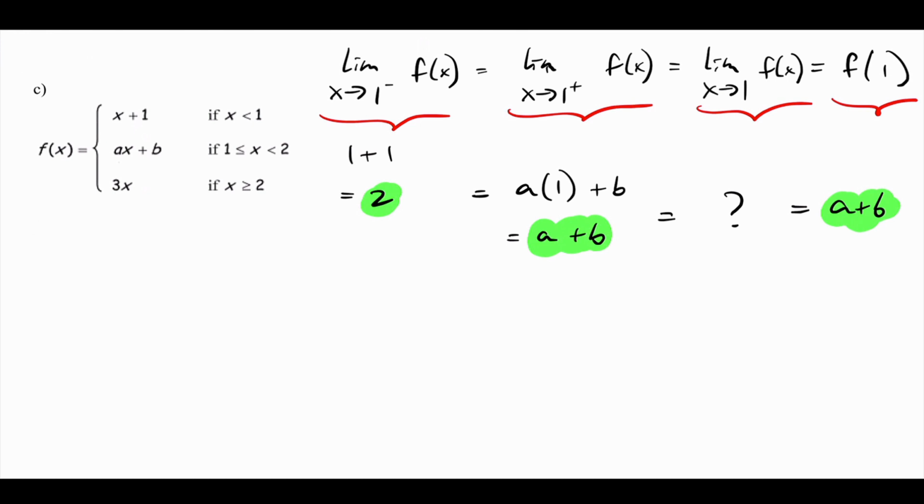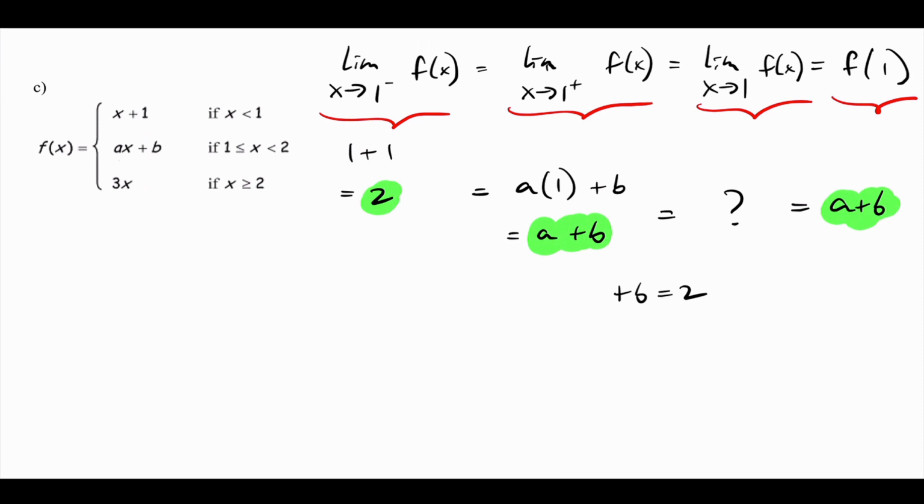Okay. I could figure it out if it was just A or B, but I have an A and a B, so I can't figure it out. But what I can figure out is I can set up an equation, right? A plus B equals 2. I'm going to put that equation to the side because I'm not done because I also have to check another number, right? I also have to check 2. That's as best as I can do so far.